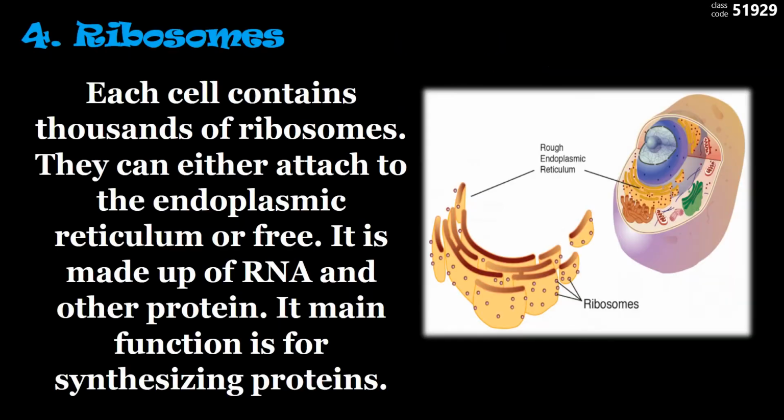Let's move on. The next one is ribosomes. Each cell contains thousands of ribosomes. They can either be attached to the endoplasmic reticulum or free. It is made up of RNA and other protein. Its main function is synthesizing proteins, making proteins. Okay, this is the ribosomes taken from this. This is the picture of it.